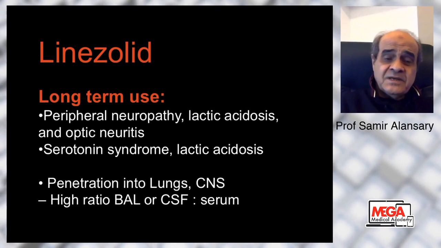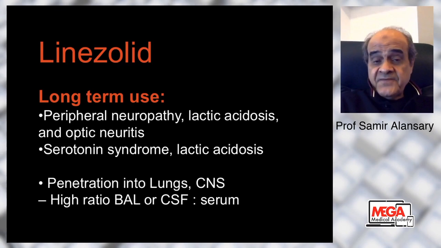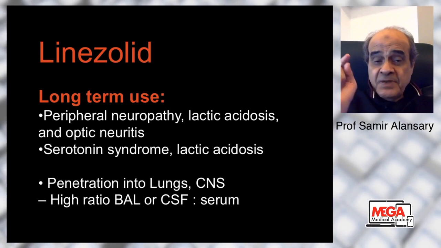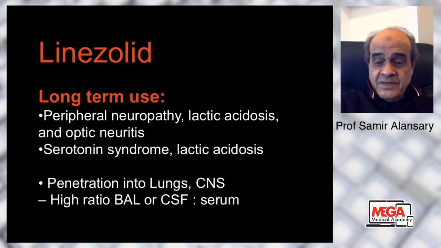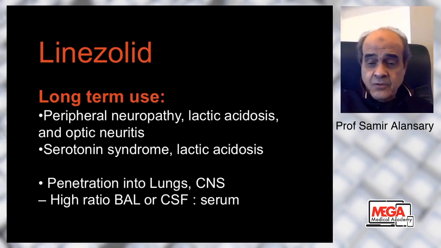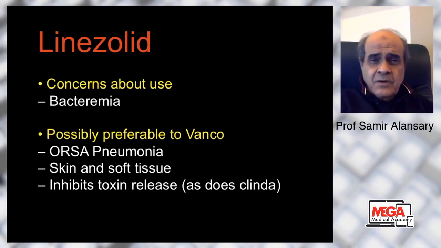But it is a good drug in penetration and efficacy for treating pneumonia, lung infection and sinusitis, because it penetrates and its level is high in the bronchoalveolar lavage, more than serum. It has a good ability to penetrate CNS and lung tissue, better than vancomycin. We can use it in severe pneumonia when we have failed with other drugs.